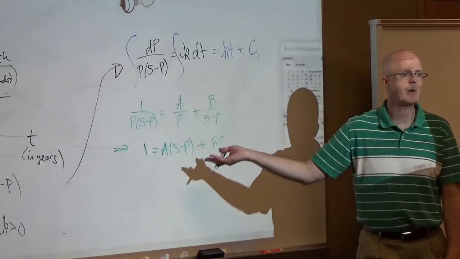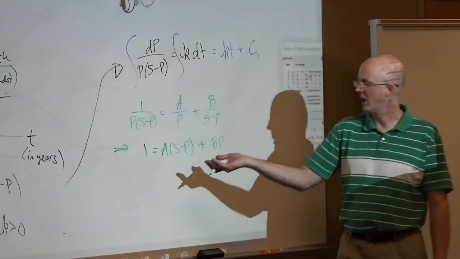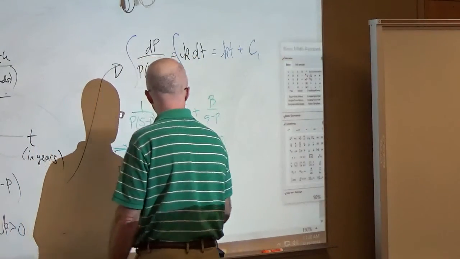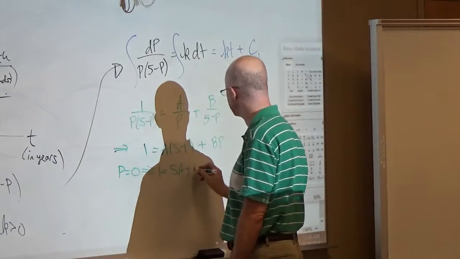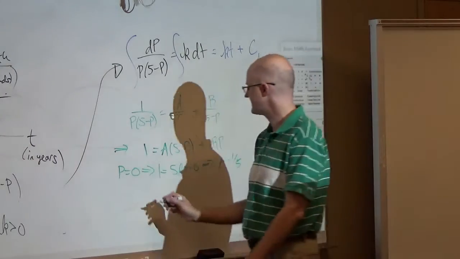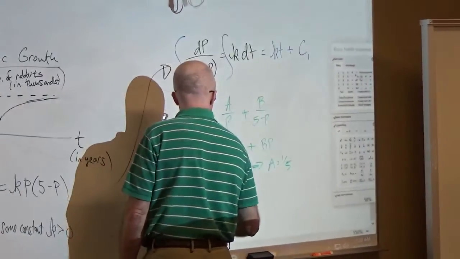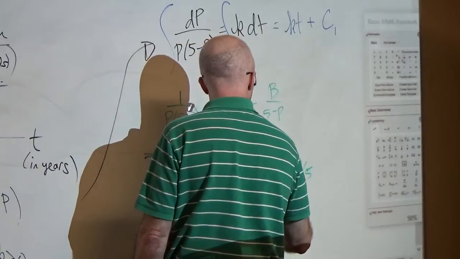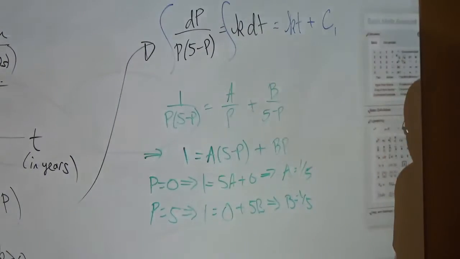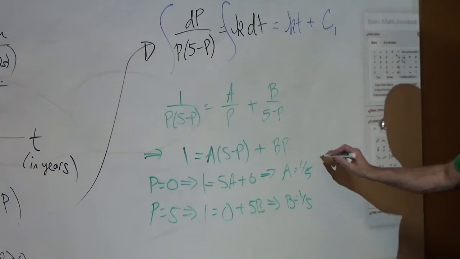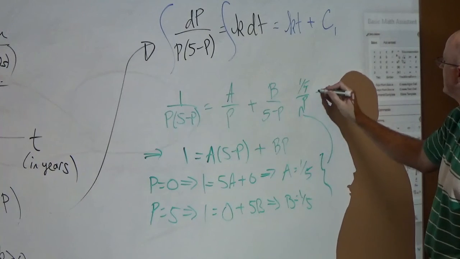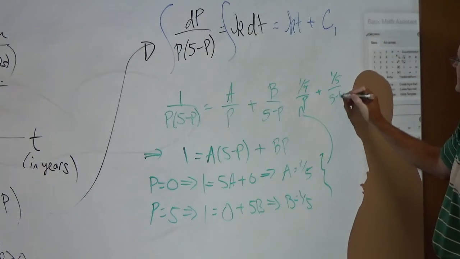You want this to be true no matter what p is. So go ahead and plug in special values of p to make it simple to solve. Like p equals 0, you get 1 is 5a plus 0, so a is 1/5. When p is 5, you get 1 equals 0 plus 5b, so b is 1/5. Plug those in, get 1/5 over p plus 1/5 over 5 minus p, and those are both easy to integrate.